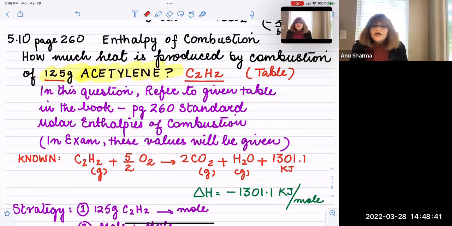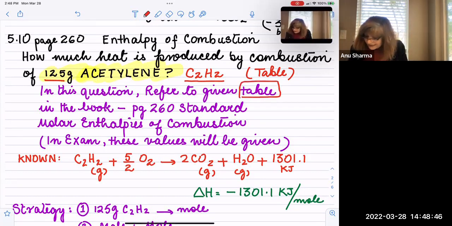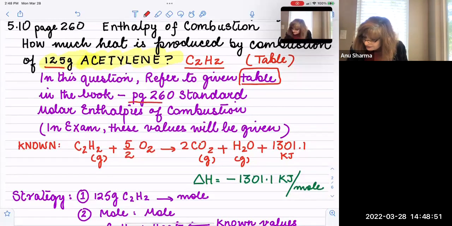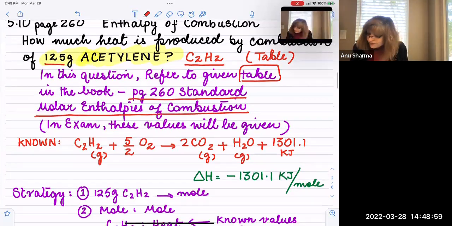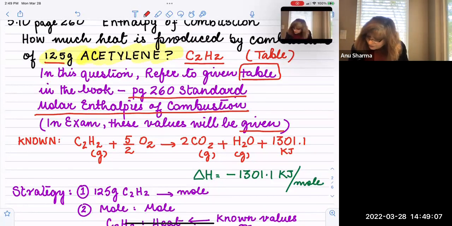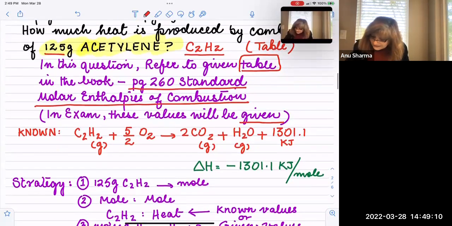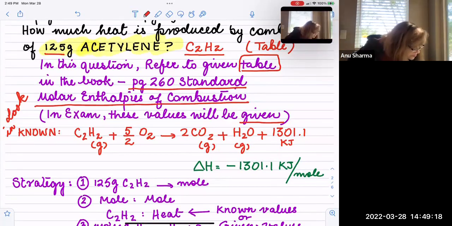In this question, you're going to refer to the tables, which contain the standard enthalpy values of combustion. These are the molar enthalpies of combustion, that is for 1 mole. For the exams, we will give you these values, so don't worry about that. You don't have to memorize them, but you need to know how to refer to them and where to look for this information. So look in the table on page 260.